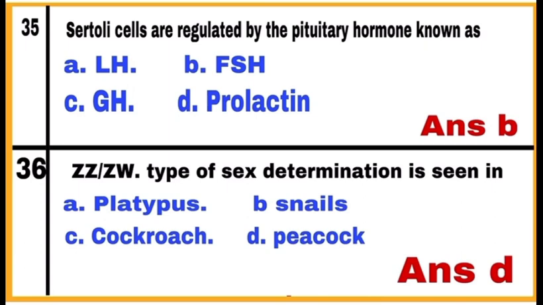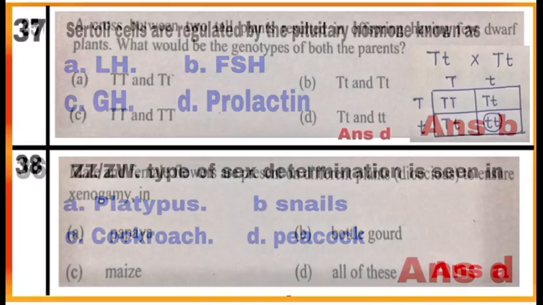Question 36. ZZ/ZW type of sex determination is seen in? ZZ/ZW type of sex determination is seen in birds, where females are heterozygous and males are homozygous. So here correct answer is D, peacock. So mark D as a correct answer.